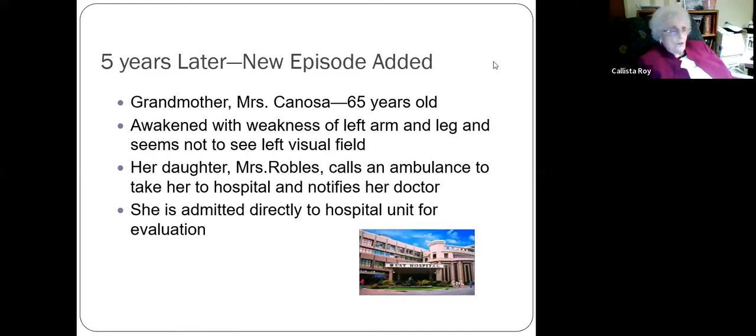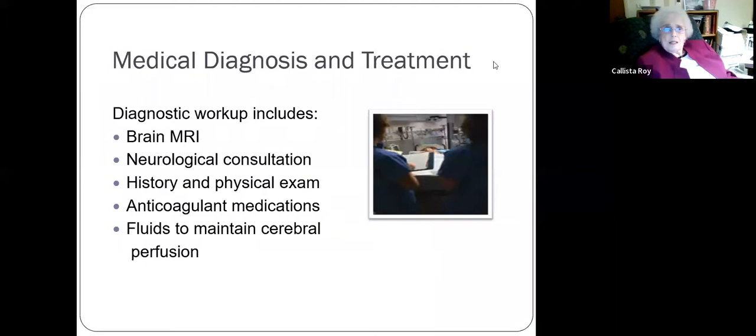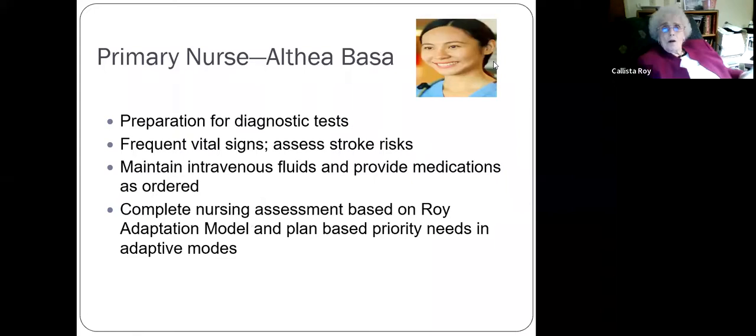For the medical treatment, the diagnostic workup will include a brain MRI, neurologic consultation, history and physical, anticoagulant medications, fluids to maintain cerebral perfusion. Her primary nurse is Althea Bassa, and she prepares the patient for the diagnostic tests, does frequent vital signs, assesses stroke risks, maintains the intravenous fluids, and provides medications as ordered. In addition, she does a complete nursing assessment based on the Roy adaptation model and plans based on priority needs in the adaptive modes.